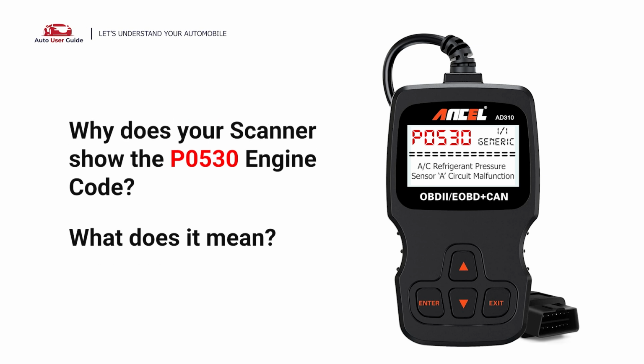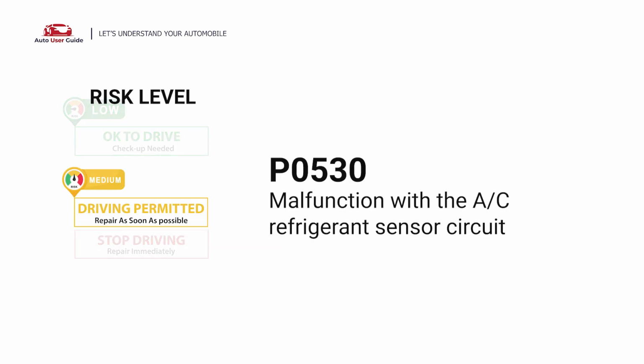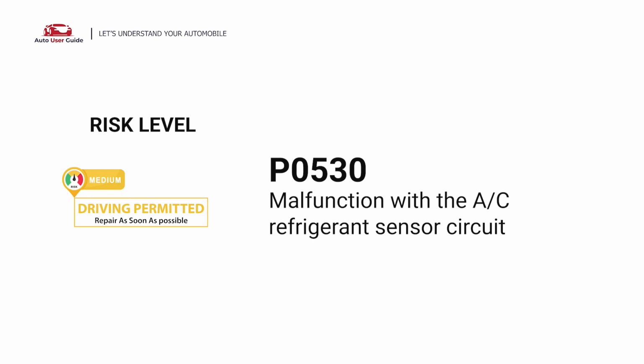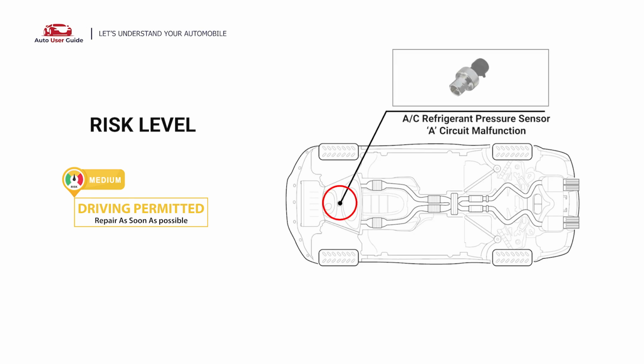Why does your scanner show the P0530 engine code? What does it mean? P0530 is a diagnostic trouble code for malfunction with the AC refrigerant sensor circuit. This engine code indicates that the PCM has detected a malfunction in the AC refrigerant pressure sensor, possibly due to low or high pressure or a wiring issue. Under this circumstance, short-distance driving is permitted, but your vehicle should be repaired as soon as possible.